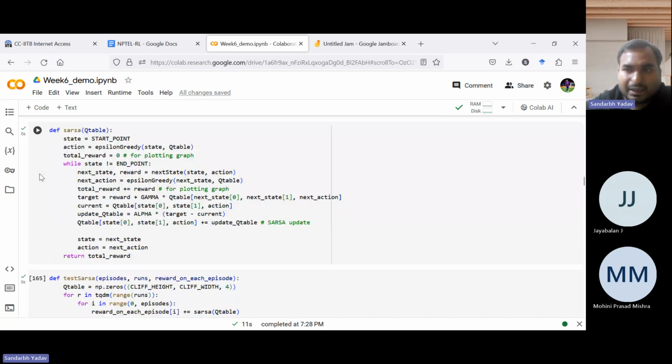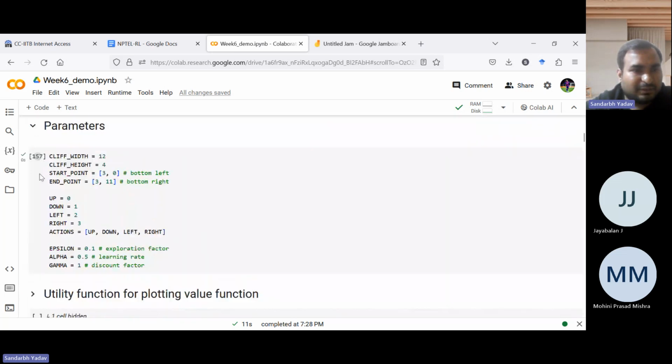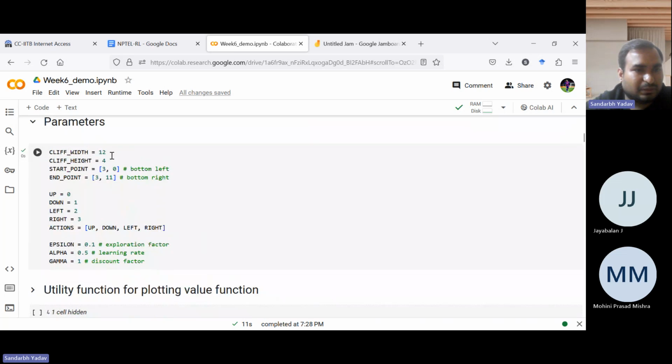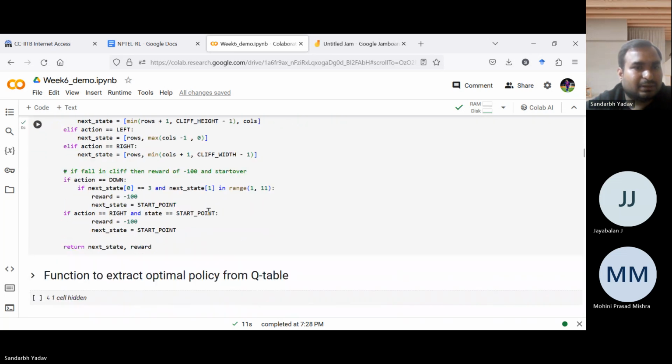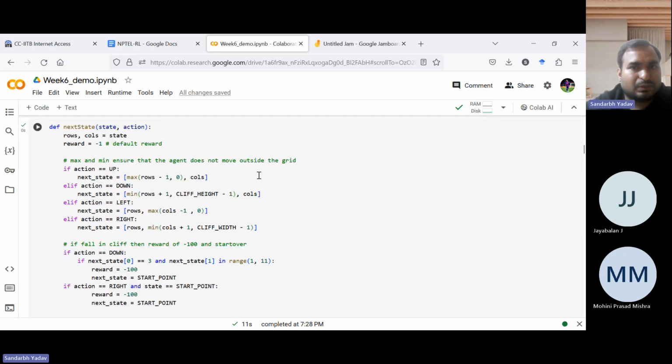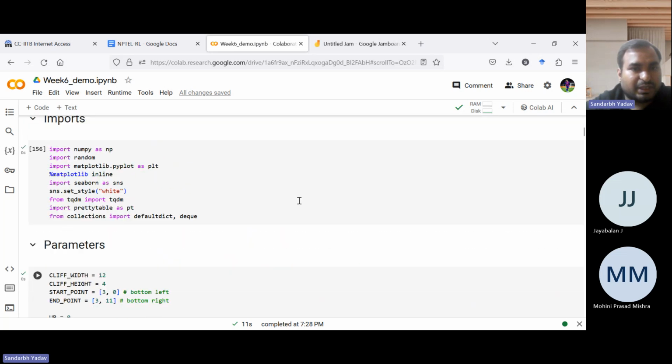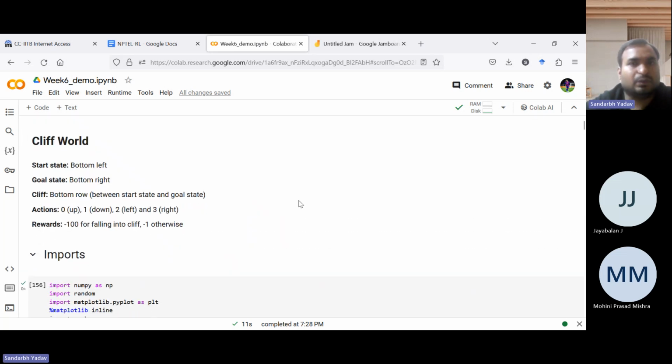I showed you these things in the beginning. Cliff width, cliff height, and starting point, end point: you can play around with them. But make sure the other parts also get updated. Okay, so I think this was the entire demo. It took almost half an hour. If there is any doubt, you can ask me now. Otherwise, I'll move to the last segment, which is the assignment.